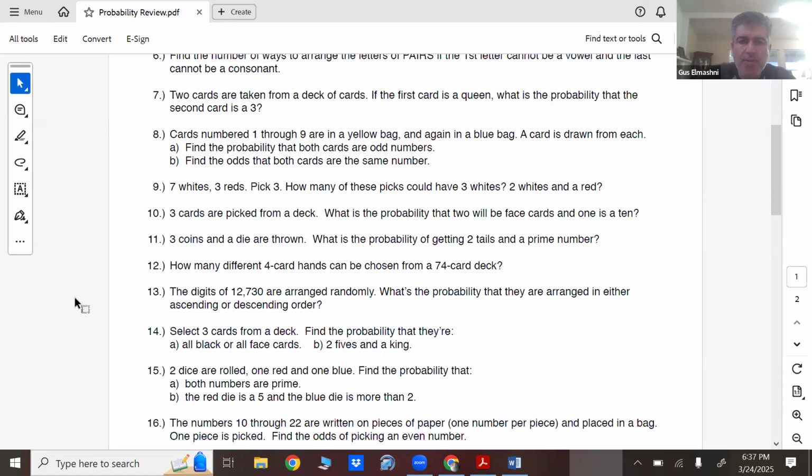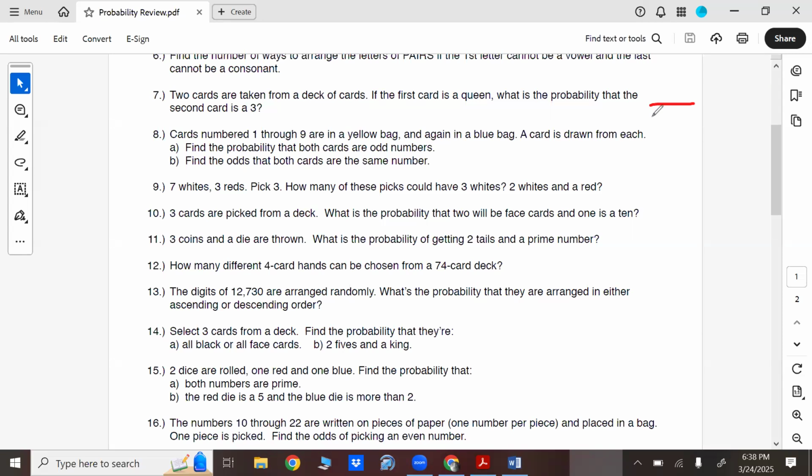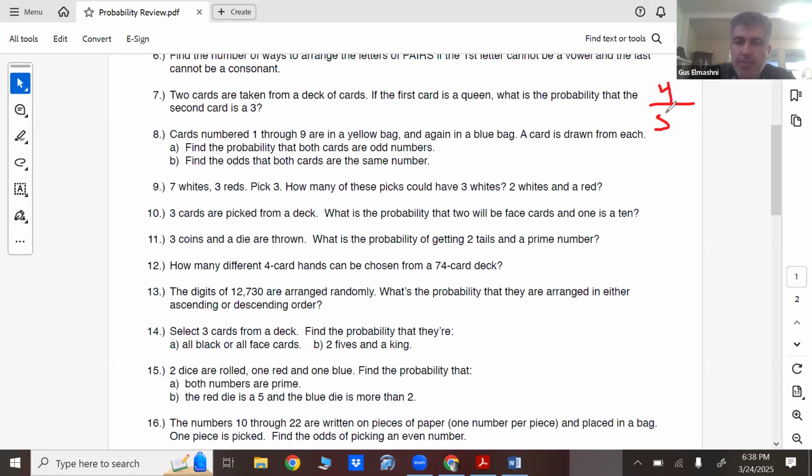Okay, two cards taken from a deck of cards. What's the probability of the first card and then the second card? Yeah, we assume there's no replacement. How many queens in a deck of cards? Four, so 4 out of 52. And then there are four threes. We have 51 cards left.